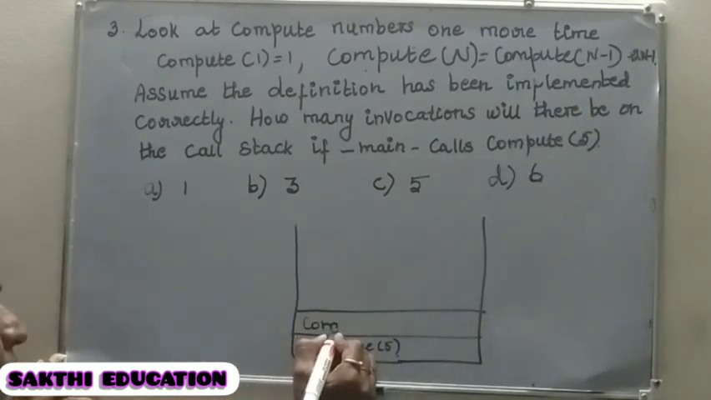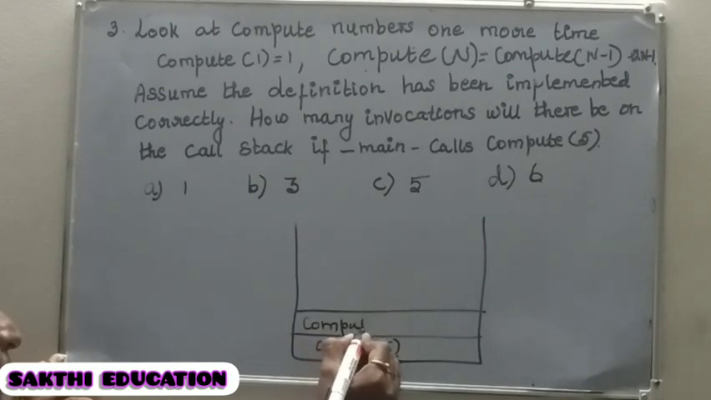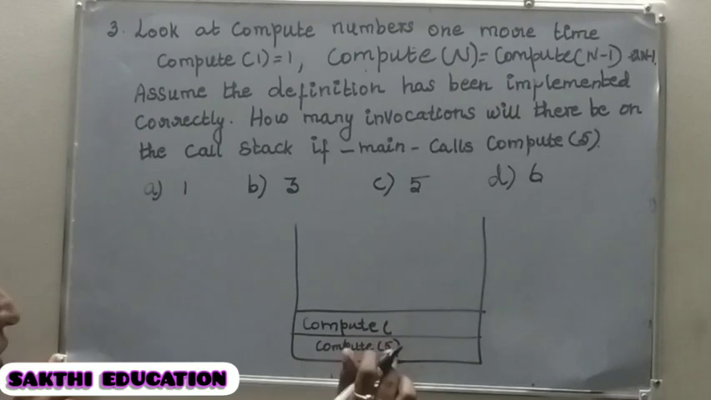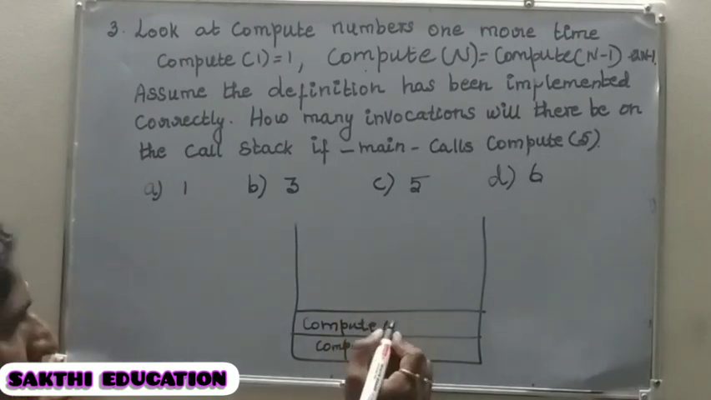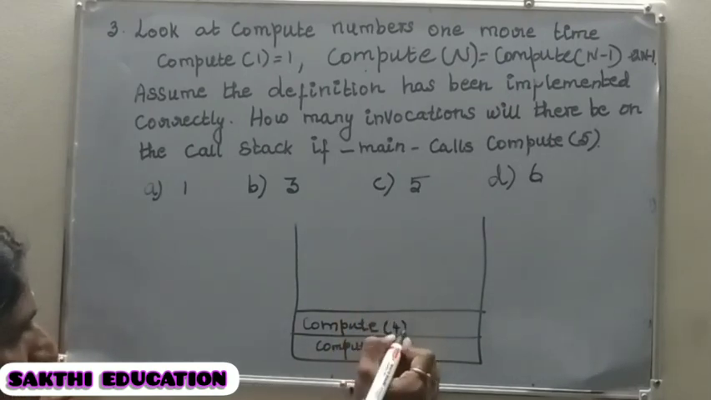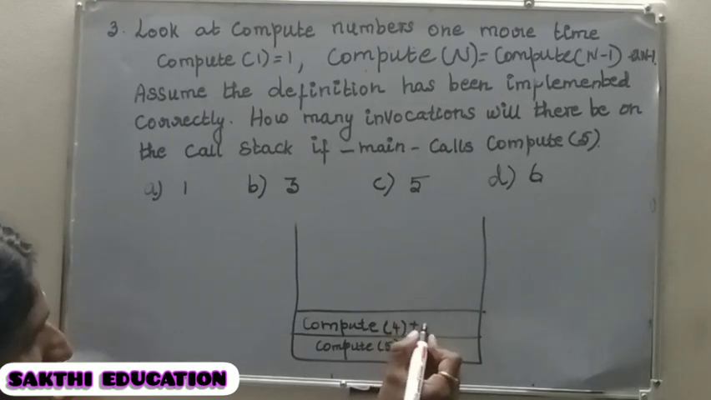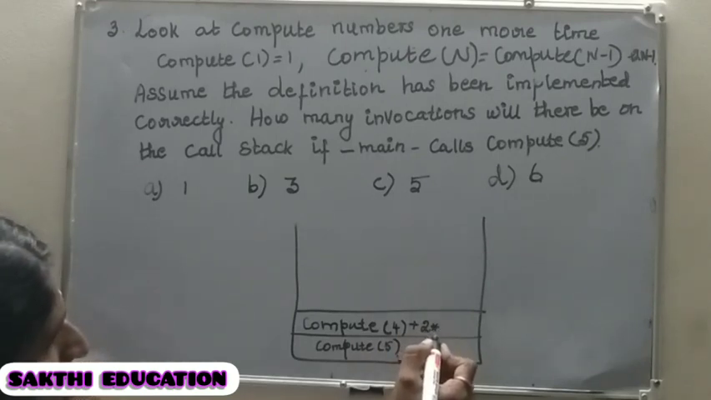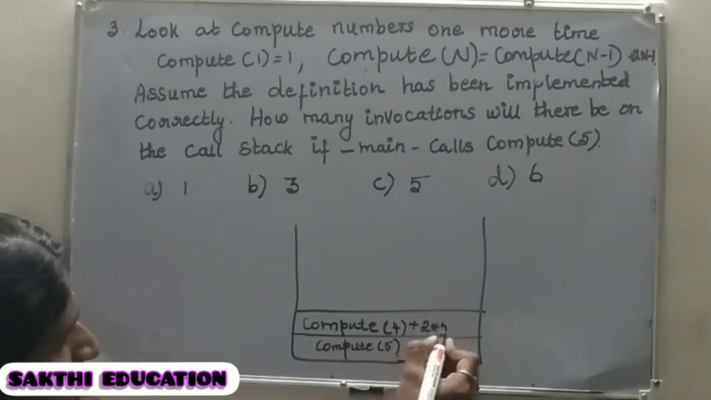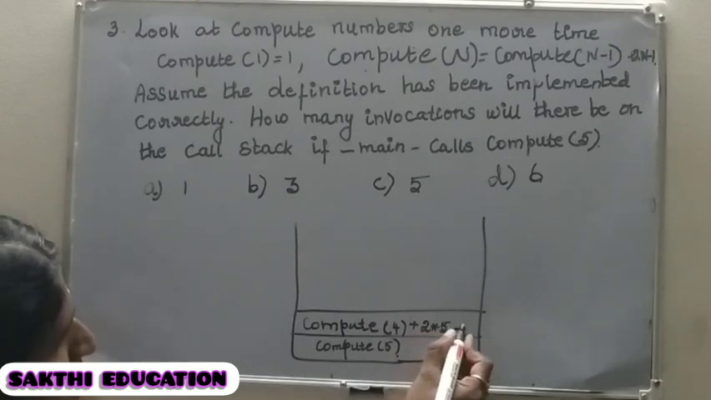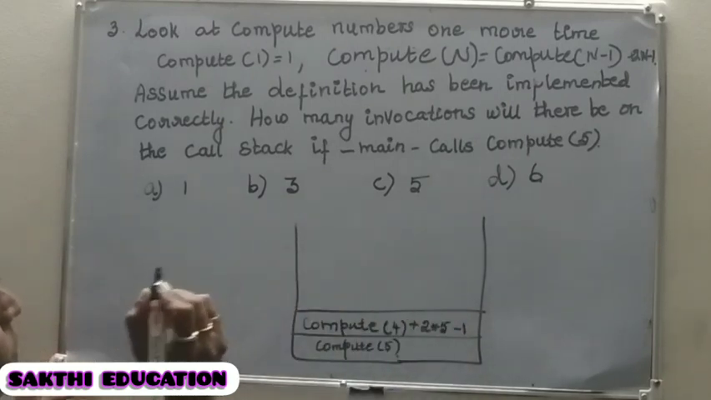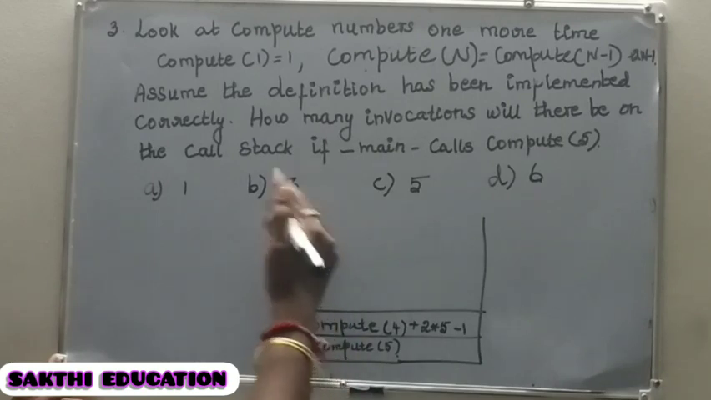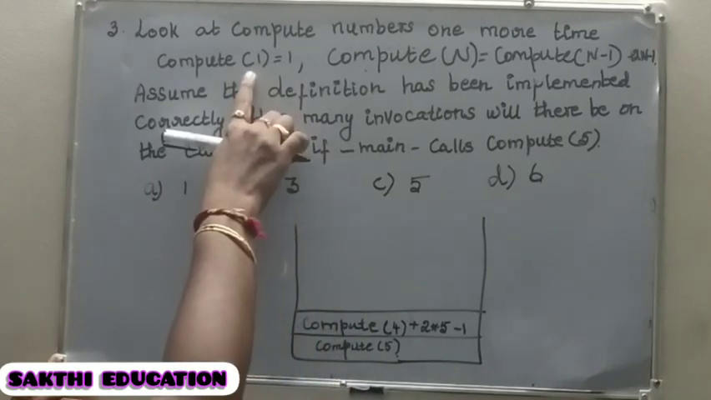Compute of n minus 1. Your n value is 5. 5 minus 1 is what? 4. Plus 2 into n minus 1, which is 2 into 5 minus 1. So this process will continue till you reach the base condition.